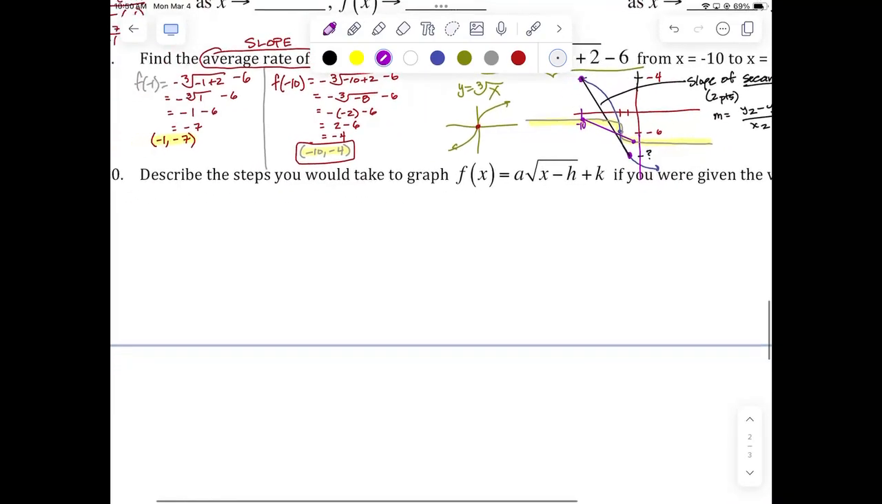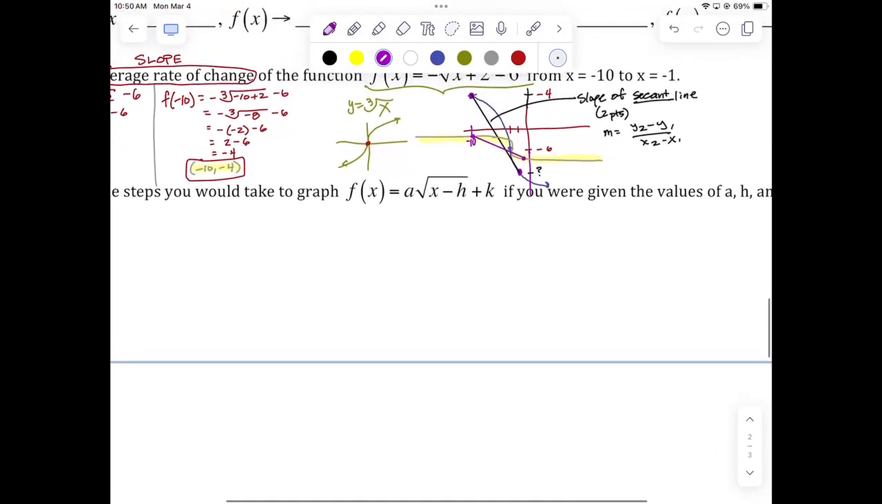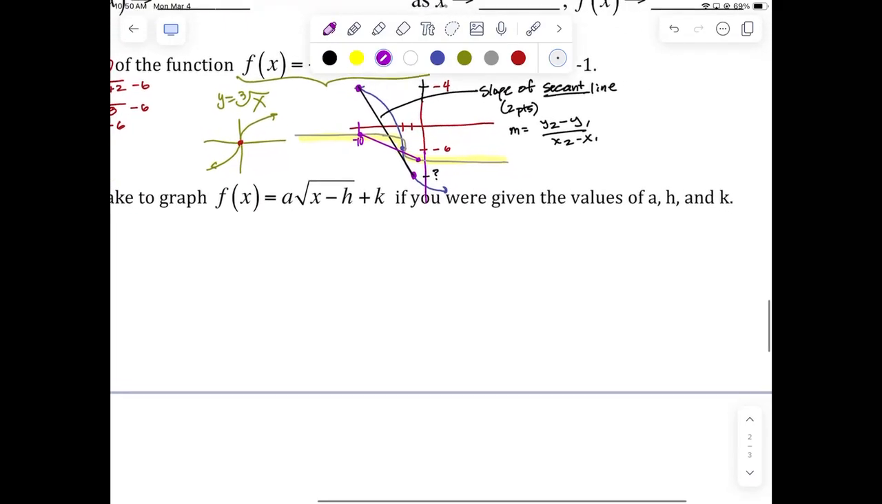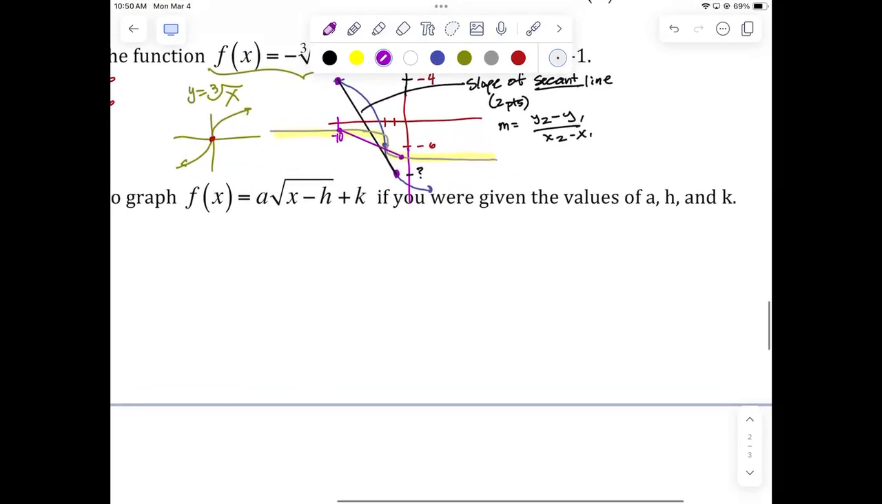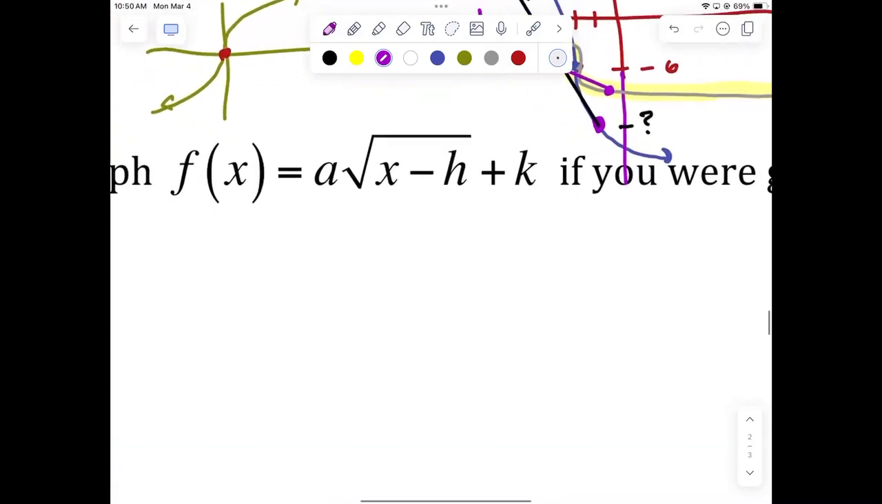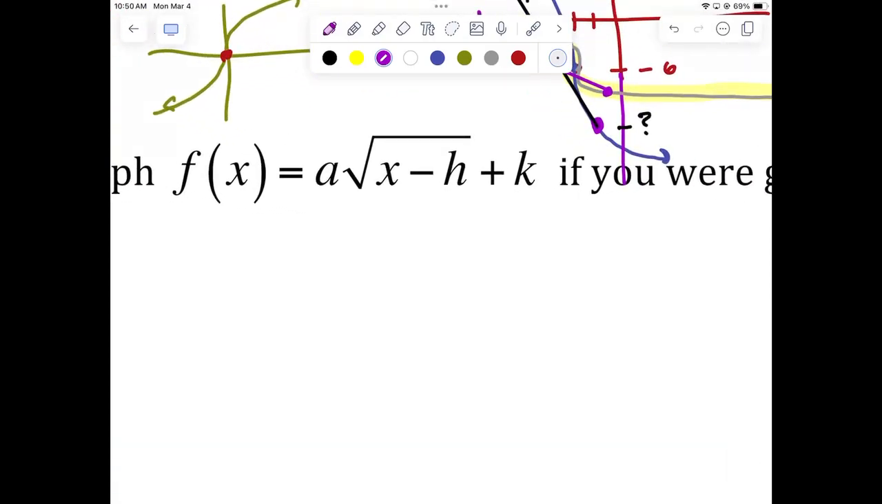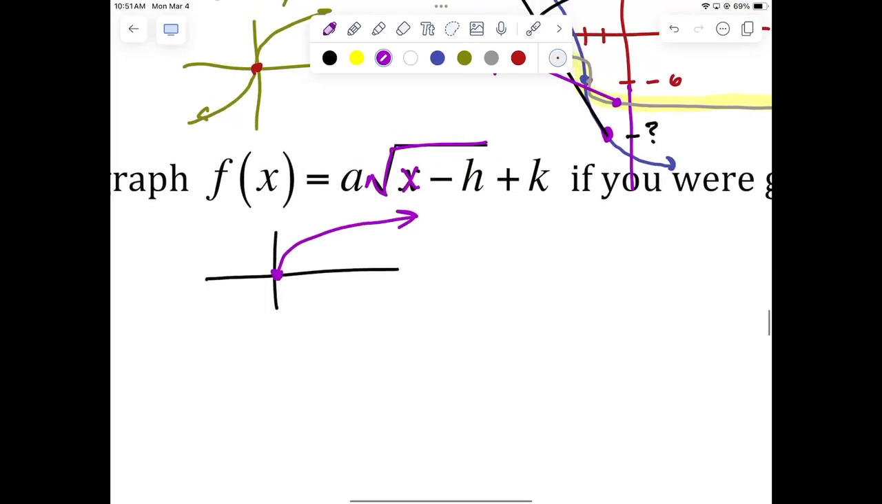All right, describe the steps you would take to graph A, H, and K if you were given the values of A, H, and K in this function. Okay, so what would you do? What would be the first thing you would do if you were to sketch this graph? Would you look to see what the parent function is? What's the parent function, cube root or square root? Square root. So if you're thinking about the parent function, I'll draw it in purple. That's the one that comes out of the origin and just does that. It doesn't live in quadrant 3.